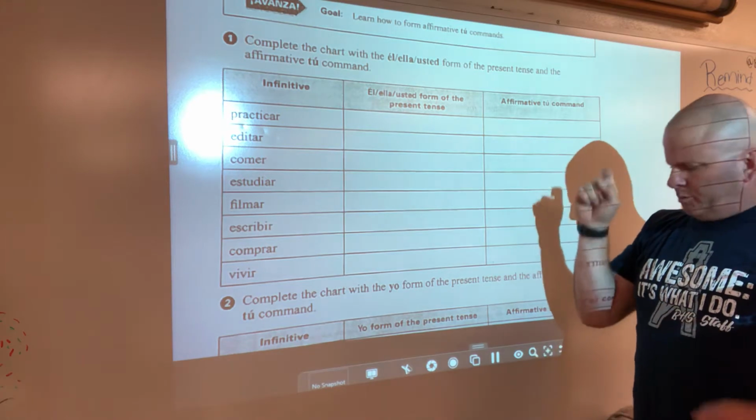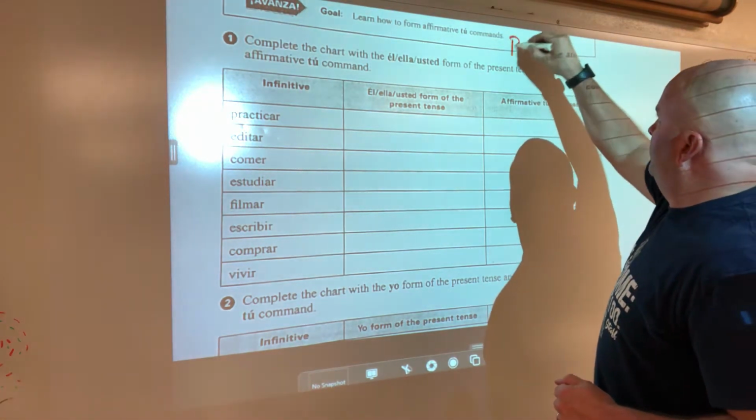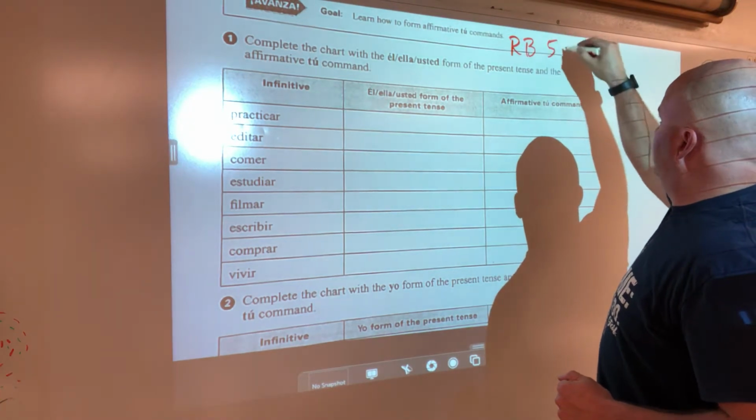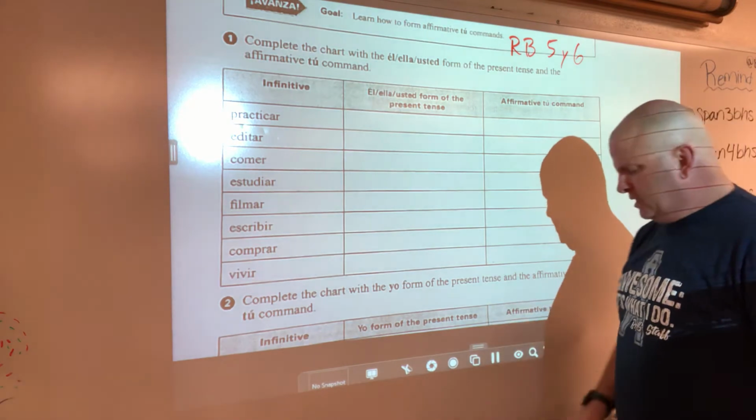we're gonna do the workbooks, the first one. This is, sorry, it's resource book. Resource book cinco y seis. All right, these are the affirmative 2 commands.